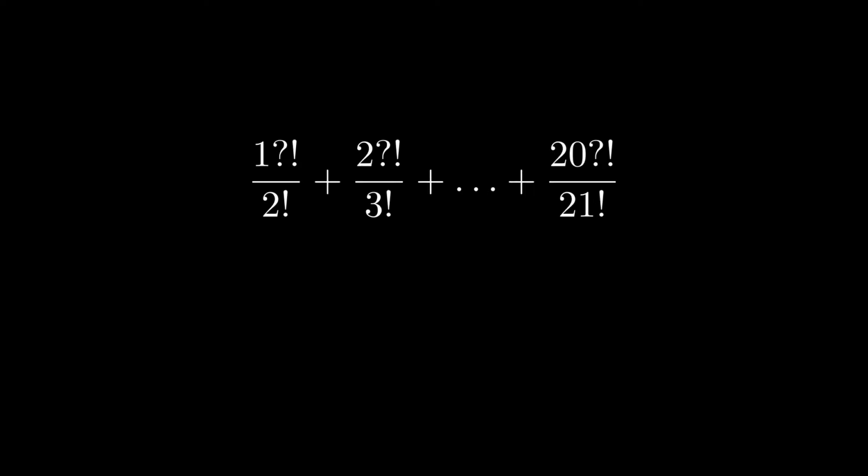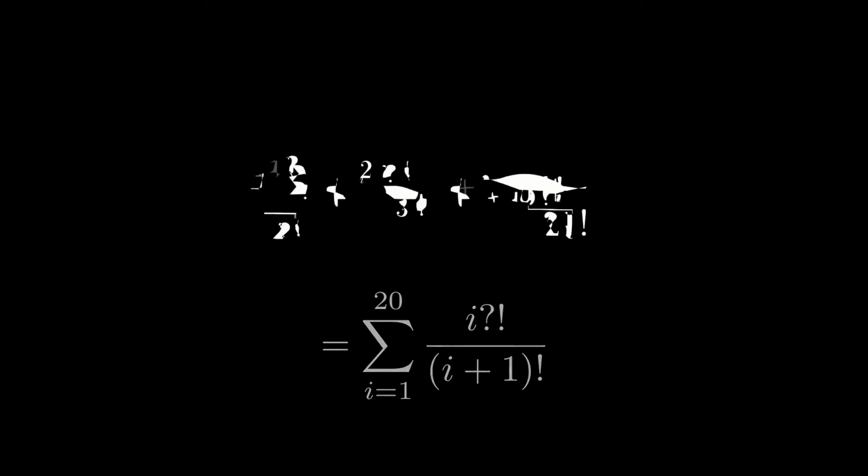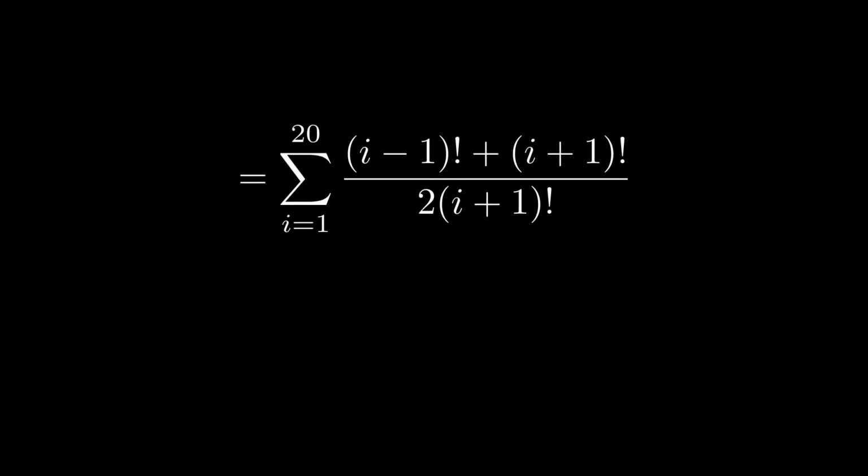So first, let's rewrite this using summation notation, which is going to make the sum a lot simpler to work with because we can work with every term at once instead of individual terms. Next, let's deal with this confused factorial and split it into its definition, namely that n minus 1 factorial plus n plus 1 factorial divided by 2 is the same thing as the confused factorial.